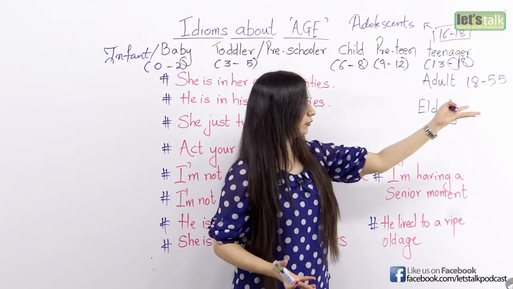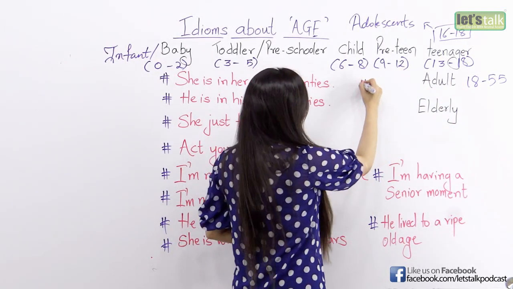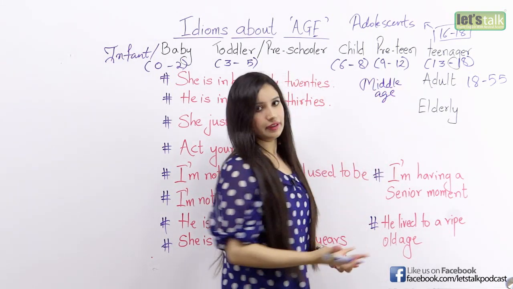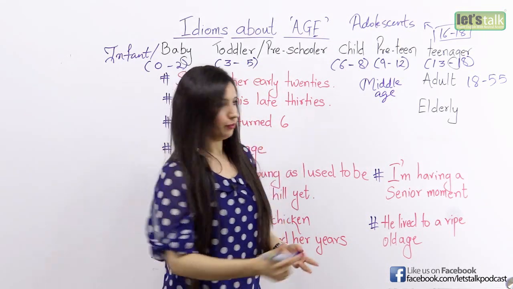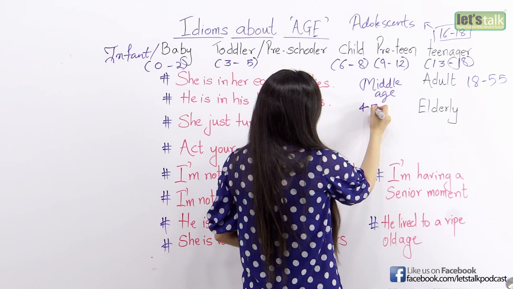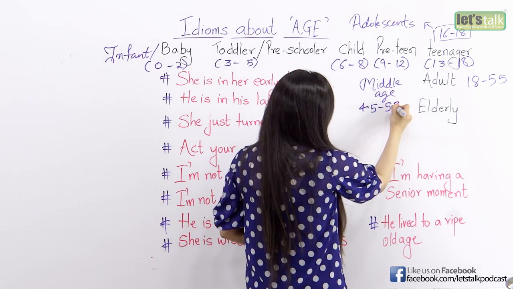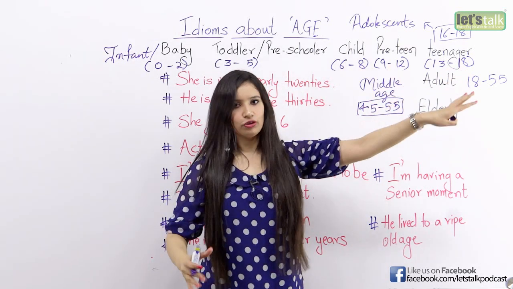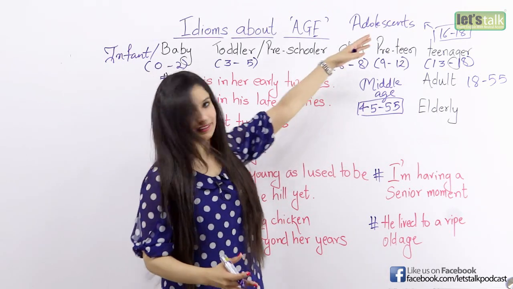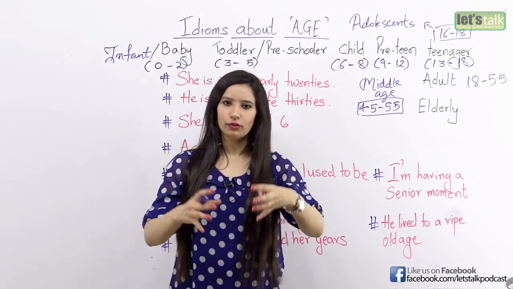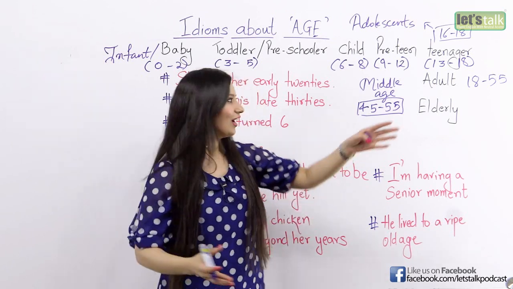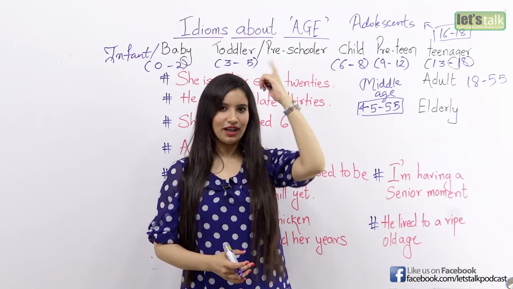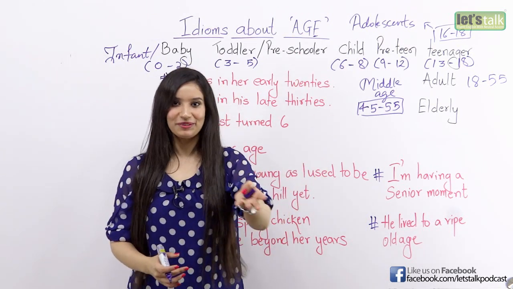And we also have something called middle age. This generally refers to people who are within the age group of 45 to 55. So like for teenagers, those who are at the later part of their teenage are called adolescents, the same way those adults who are towards the later part of their adulthood are called middle-aged people. You must have heard about the midlife crisis. If you haven't, Google it up. You'll find out about it.